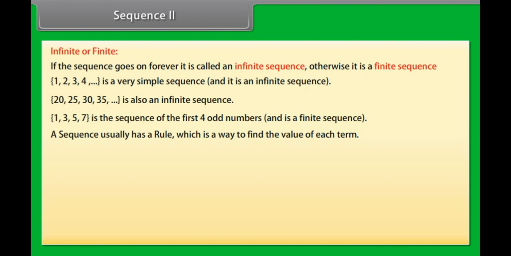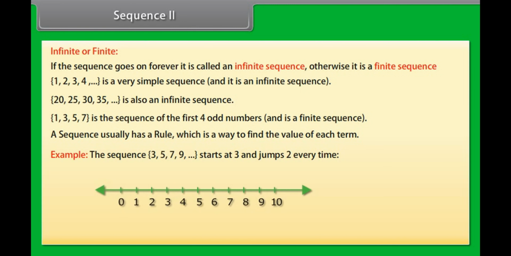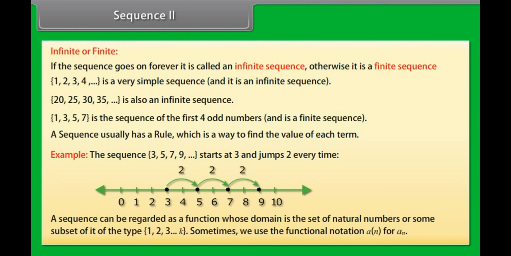A sequence usually has a rule which is a way to find the value of each term. For example, the sequence 3, 5, 7, 9 and so on starts at 3 and jumps 2 every time. A sequence can be regarded as a function whose domain is the set of natural numbers or some subset of it of the type 1, 2, 3 up to k. Sometimes we use the functional notation a(n) for an.